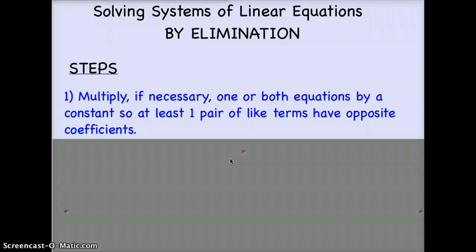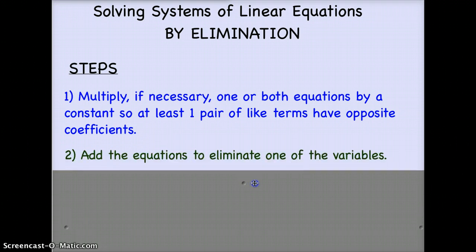So opposite coefficients is like what we saw in our previous questions when we added the equations together and your variables canceled. So for example, y and negative y are opposites. Their coefficients are 1 and negative 1, so they will add up to 0. 4 and negative 4, those are opposites. So if you have 4x and negative 4x, they will add together to make 0. So you want to have at least one pair of like terms to have opposite coefficients because ideally we want them to cancel. This may already be done for you, so you may be able to skip this step.